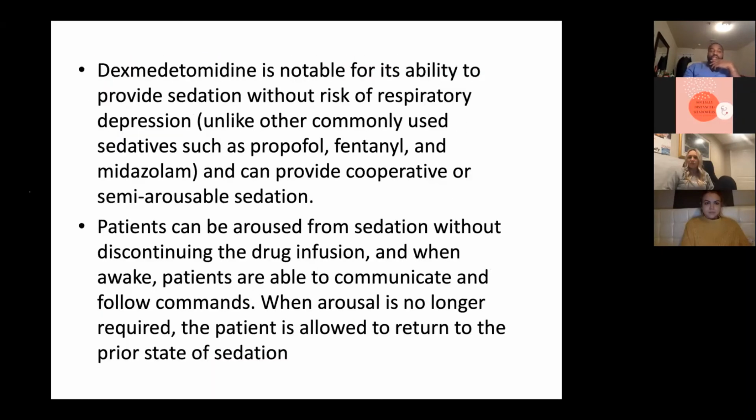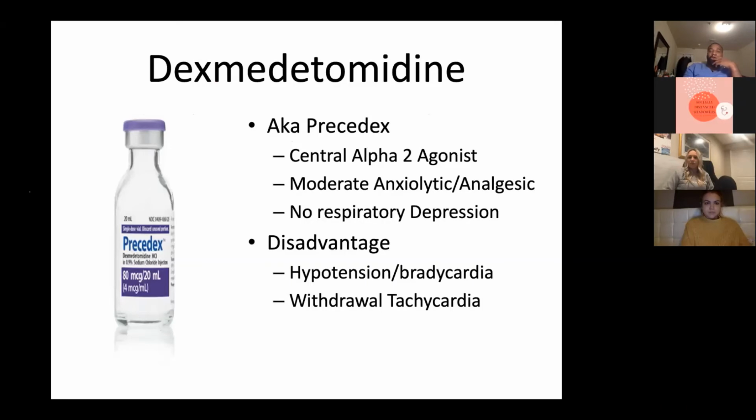So next sedative is dexmedetomidine, which we call Precedex. It's a central alpha 2 agonist. It's a moderate anxiolytic and analgesic, no respiratory depression. So it's not that strong, right? But it's a good maintenance sedative to have a patient on. Because it's very moderate. You don't want the patients to be snowed out, but you want to have some type of sedation. So this is a good maintenance, especially when they can tolerate. The disadvantage of this is hypotension and bradycardia. And you could also get withdrawal tachycardia.